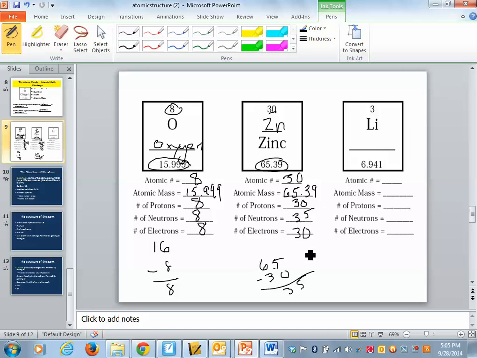Right now, I want you guys to pause the video and see if you can figure out how to fill in the rest of these over here on the right side. So pause your video now, and then we'll check your answers in a moment.